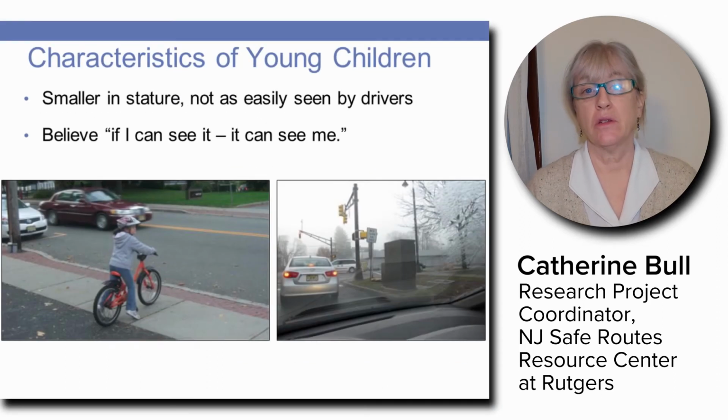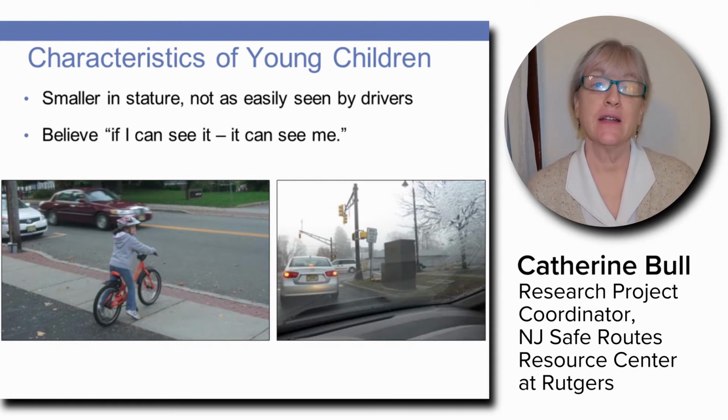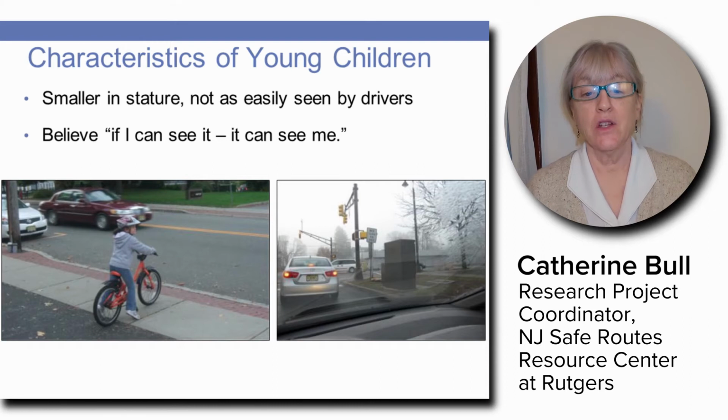Because children are smaller in stature, they may not be as easily seen by drivers. A driver's sight lines of the sidewalk may be blocked by parked cars, bushes or trees, mailboxes, benches, etc., or they may just not be looking. However, children believe, if I can see it, it can see me. So if they can see a driver, they think the driver sees them and will stop for them if they step into the street.